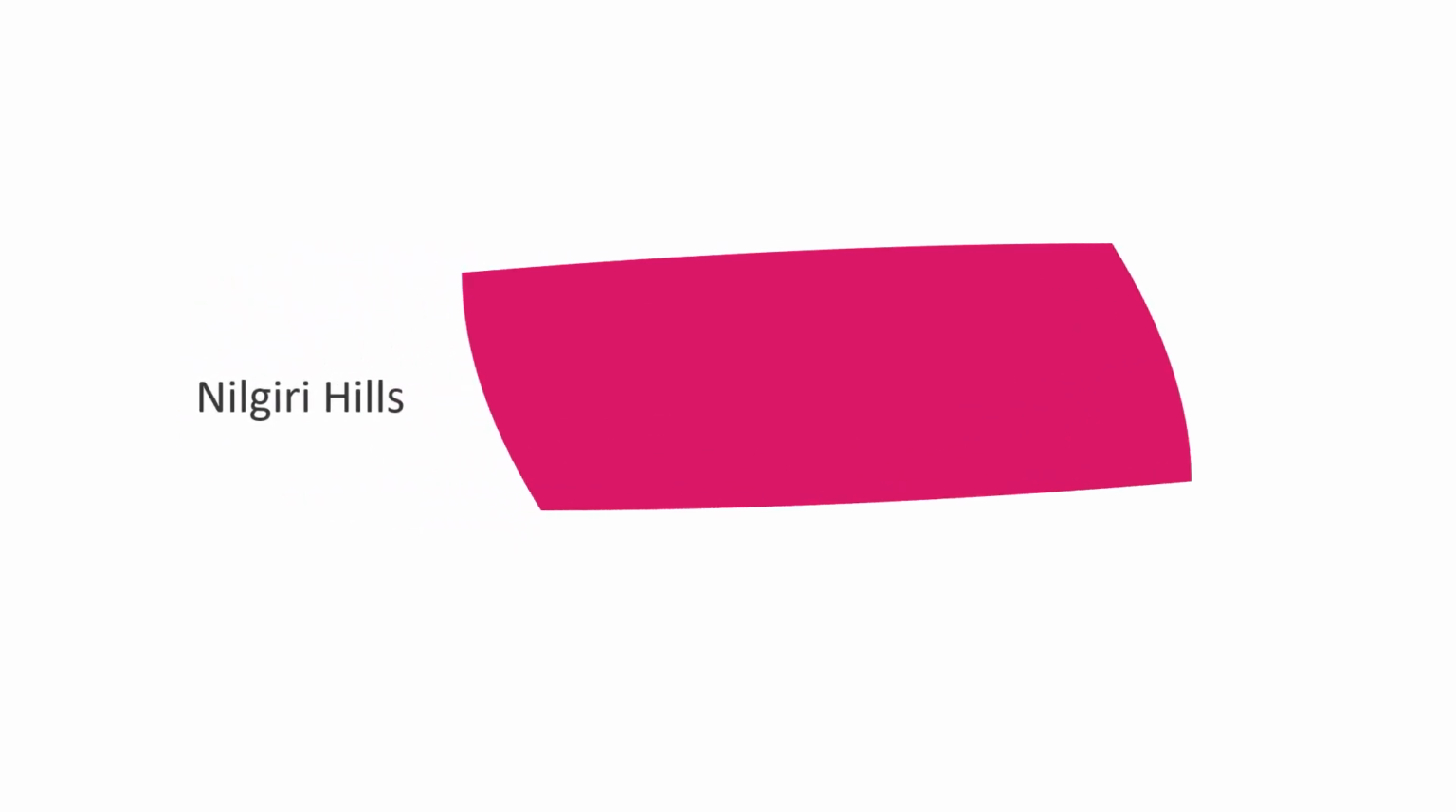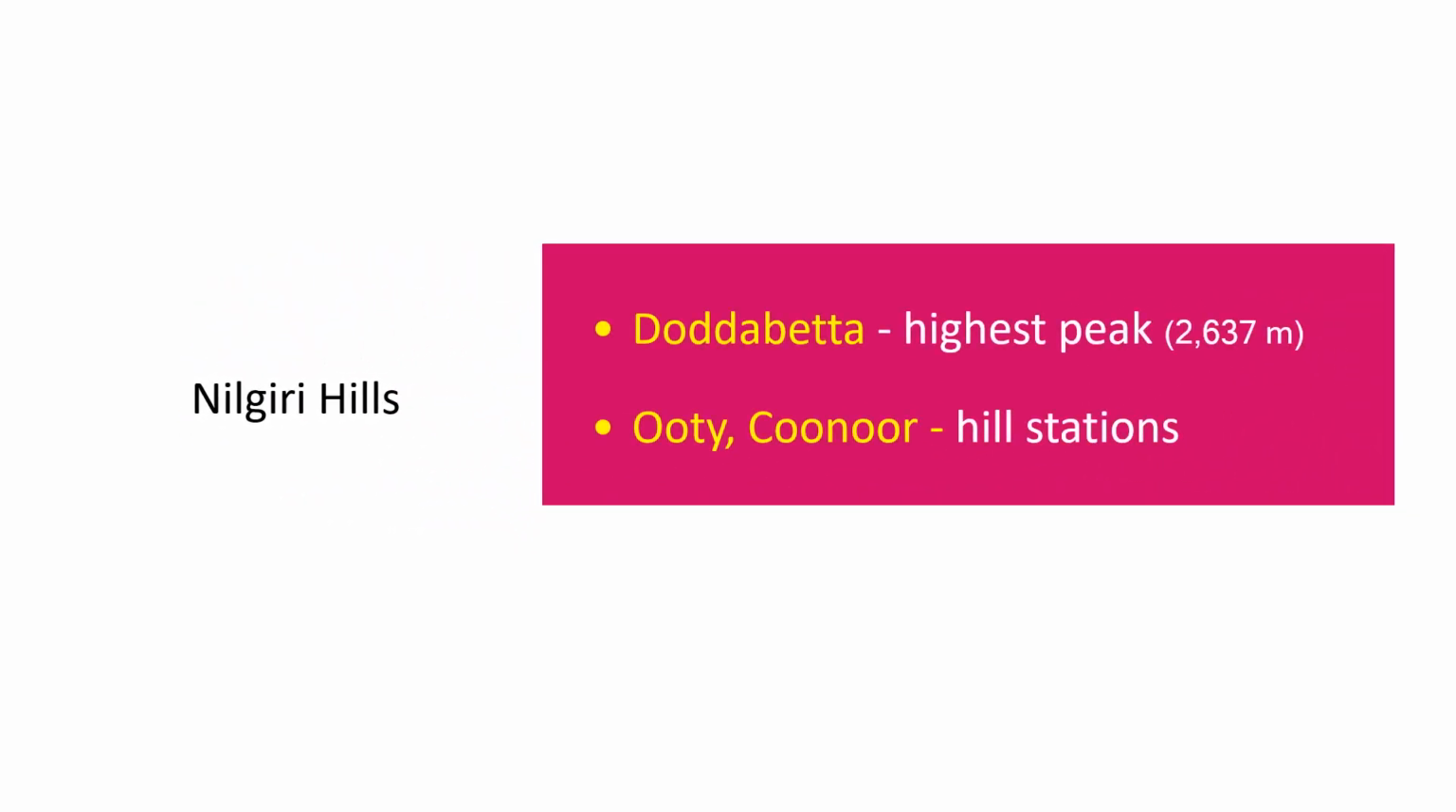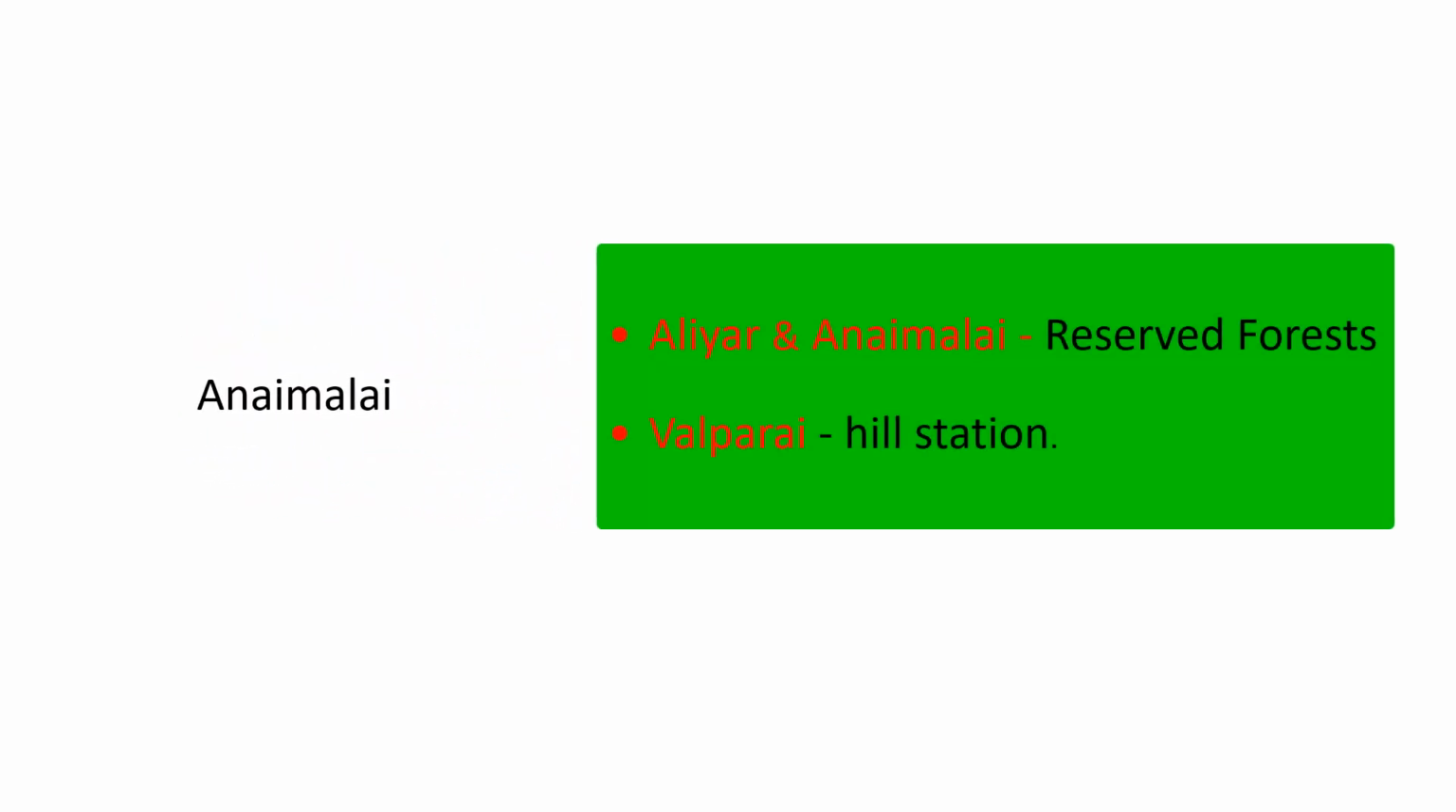The Western Ghats. Nilgiri Hills. Doddabetta is its highest peak. Ooty and Kunnur are its hill stations. Anaimalai. Aliyar and Anaimalai are its reserve forests. Hill station is Valparai.